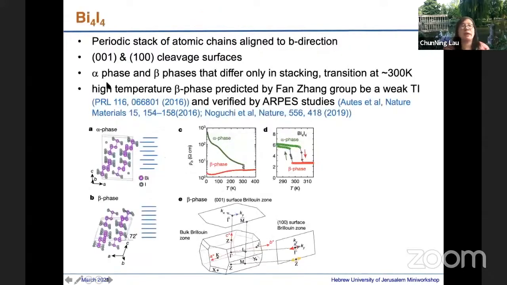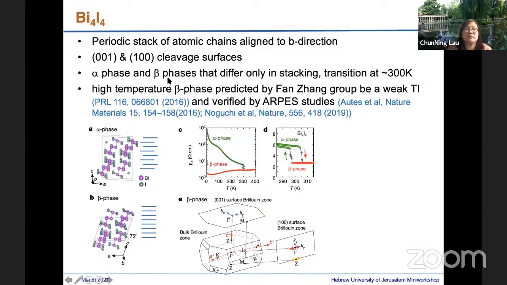One candidate for this quasi-1D topological insulator is bismuth iodide, Bi4I4. It has periodic stacks of atomic chains, which are aligned along the b direction. So you have two different cleavage surfaces. We can cleave it into, for example, a really long needle-like device, or sometimes we can cleave it into a more plane-like device. And you actually have two different phases with different structure.